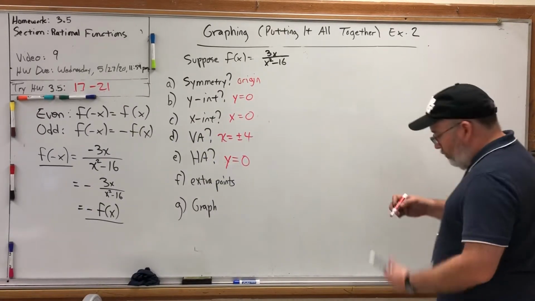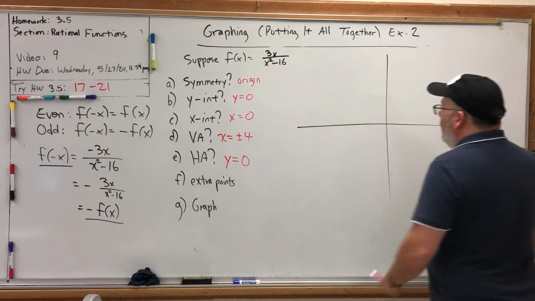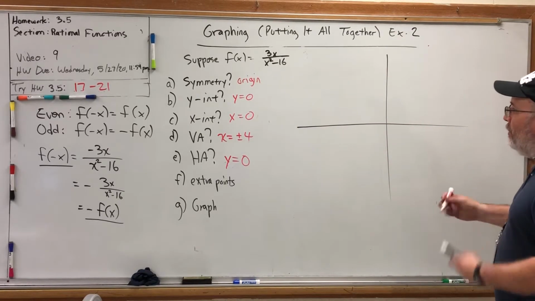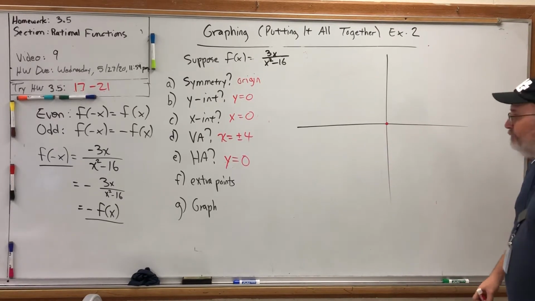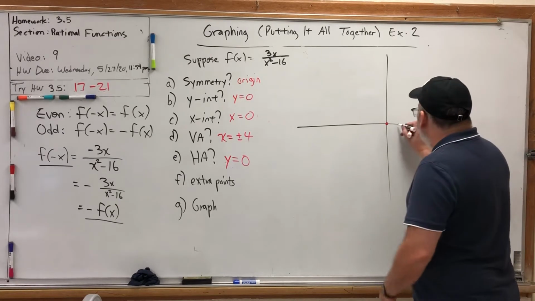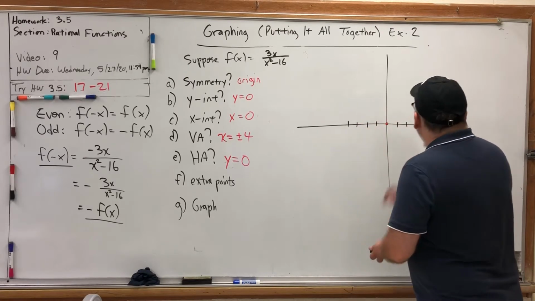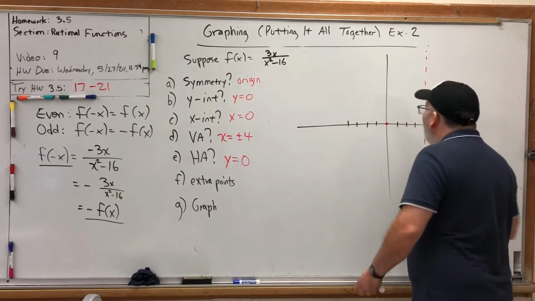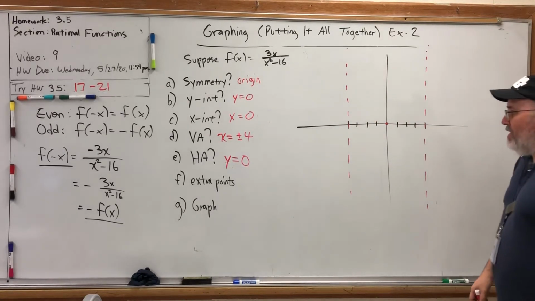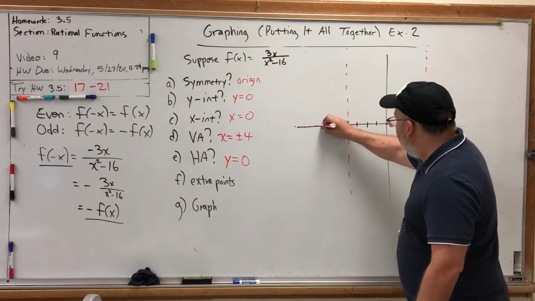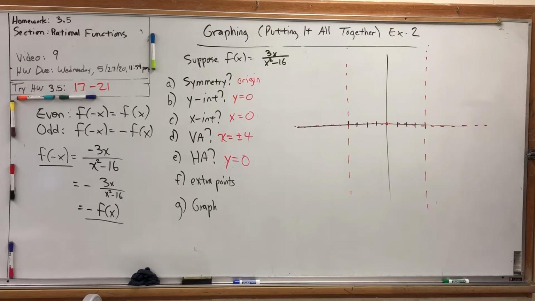Before we go digging up extra points, and again in the homework, they will tell you what extra points to dig up, let's graph what we know so far. We know there's a y-intercept and an x-intercept, both at 0, and those are the only intercepts. We know there are vertical asymptotes at 4 and negative 4. We know there's a horizontal asymptote at y equals 0. That's the equation of the x-axis. Okay, we don't have a lot to go on here.